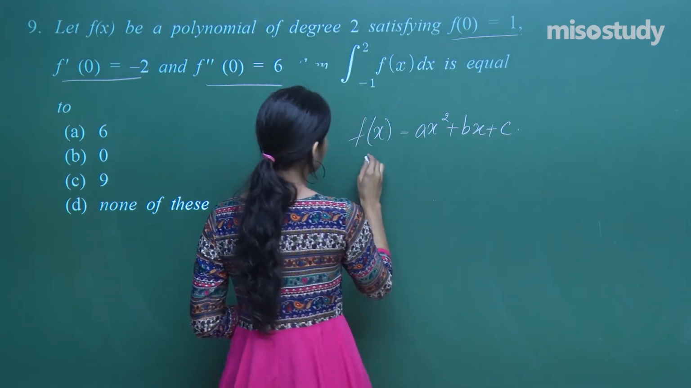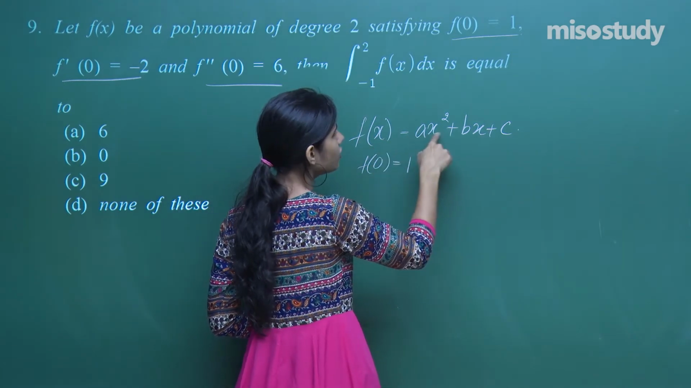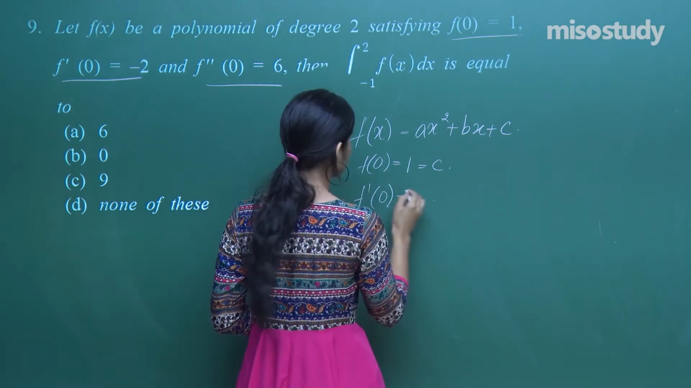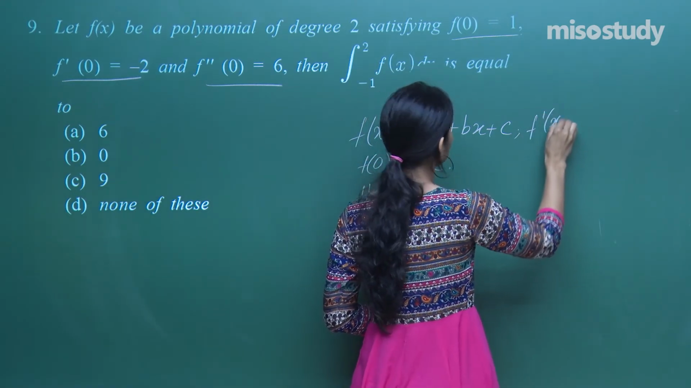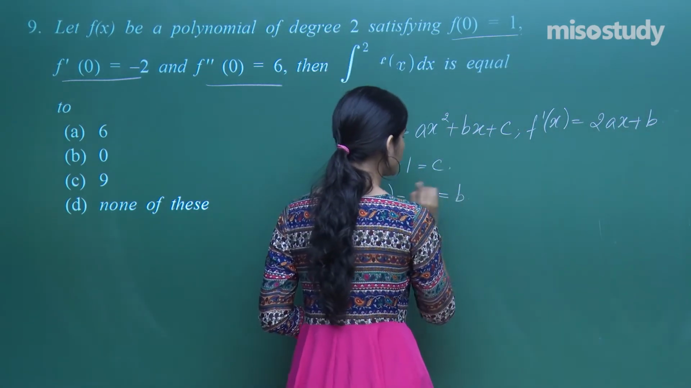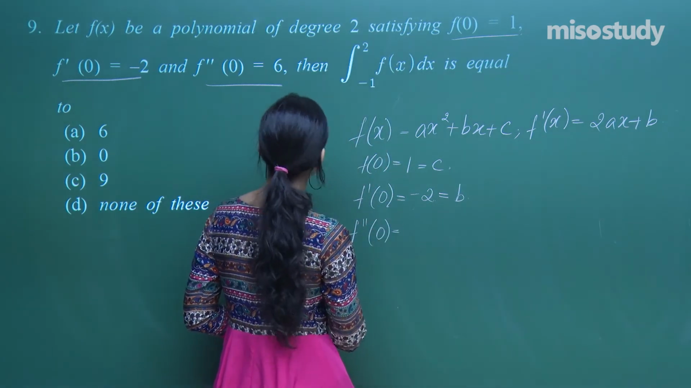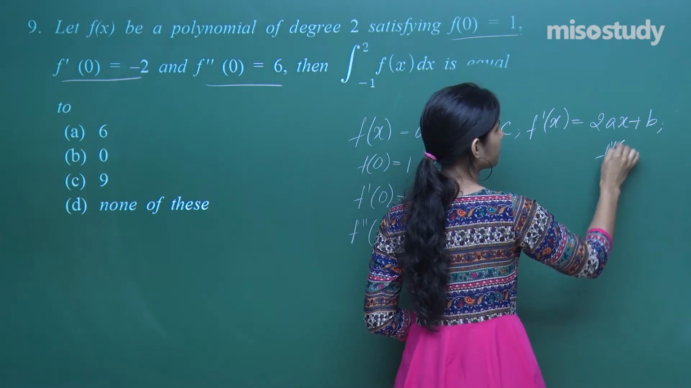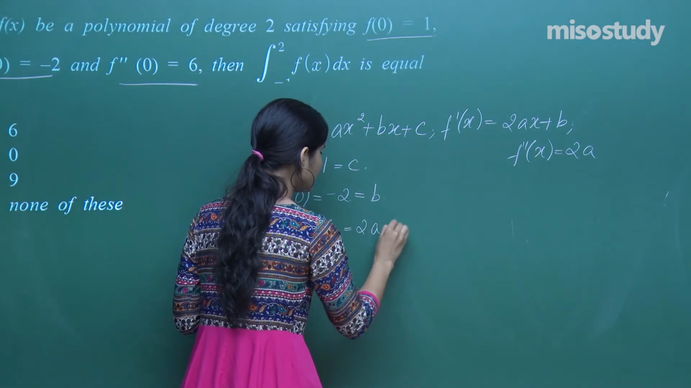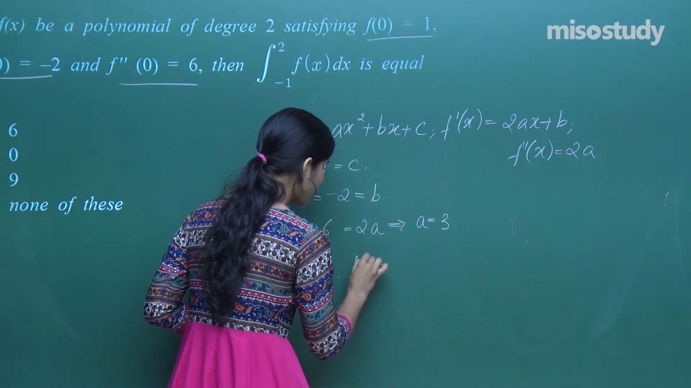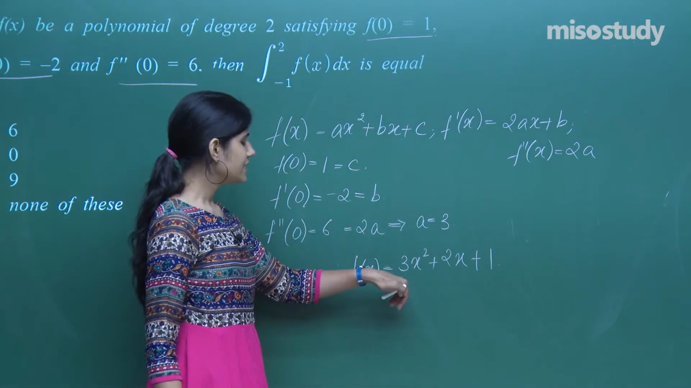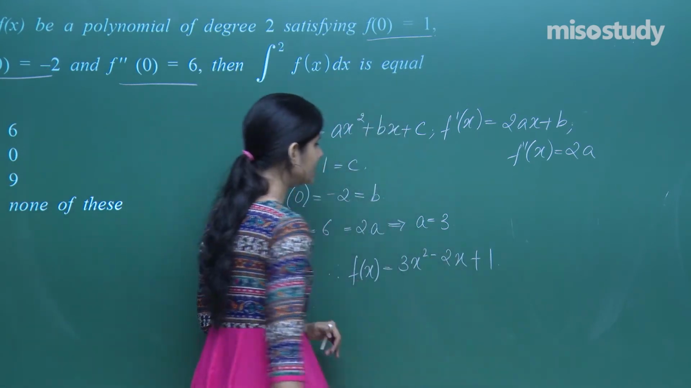f of 0 it is saying is 1. f of 0 is 0 plus c, so c is 1. f dash 0 it is saying is minus 2. What is f dash x? f dash x is 2ax plus b. So f dash 0 will be b. So b is minus 2. f double dash 0 it is saying is 6. What is f double dash x? It is 2a. f double dash 0 is 6. That means 2a is 6, which implies a is 3. So you have f(x) very easily coming out to be 3x square minus 2x plus 1. Because a is 3, b is minus 2 and c is 1.